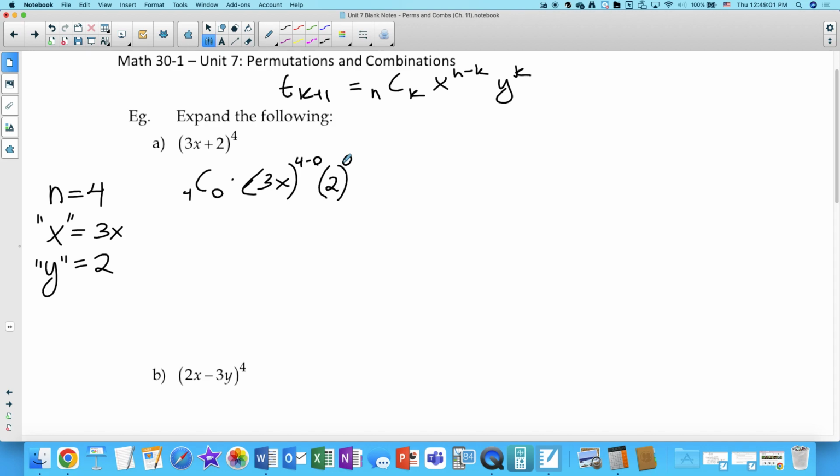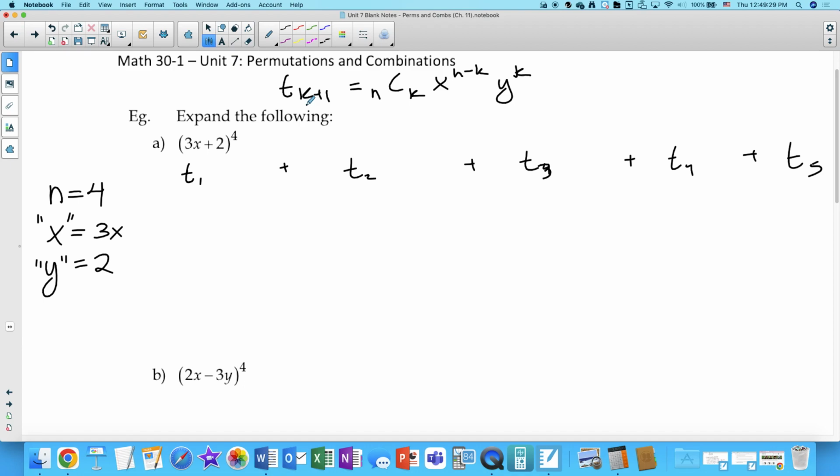And in fact, I'm going to erase this because I need to write a little smaller. I'm going to run out of space. But think about it this way. It's going to be T1 plus T2 plus T3 plus T4 plus T5. It's going to be 5 terms in this expansion. Okay? For the first term, k is 0. So this first term is 4 choose 0 times 3x to the 4 minus 0 times 2 to the 0.